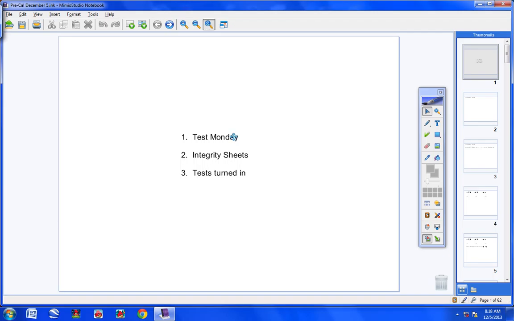First of all, there will be a test on Monday, so please make sure you're aware of that. If you're not going to be able to make it, I would like to know no later than Sunday. Your integrity sheets are due that day. You will hand me a sheet of paper with everything written down that you've done, and you cannot do more work on those once you walk into my room Monday, okay?